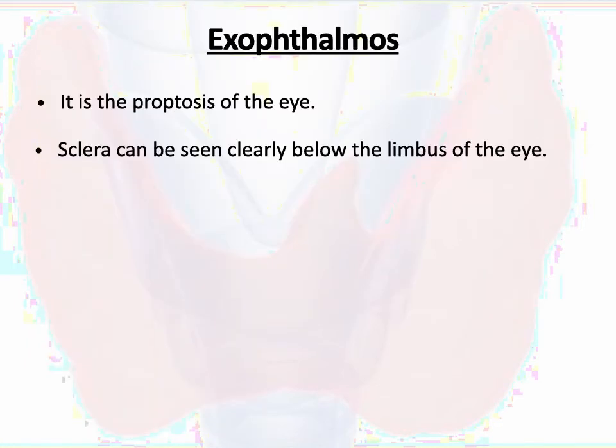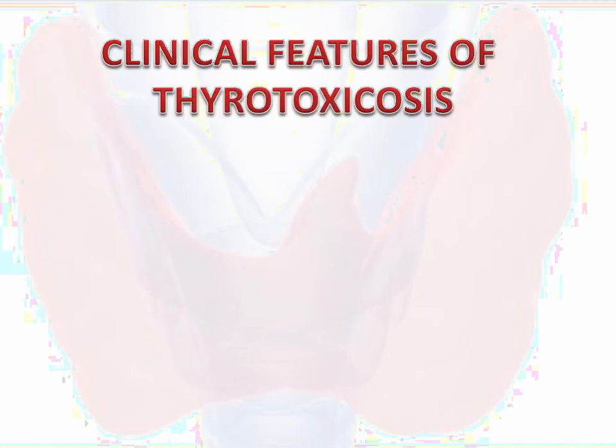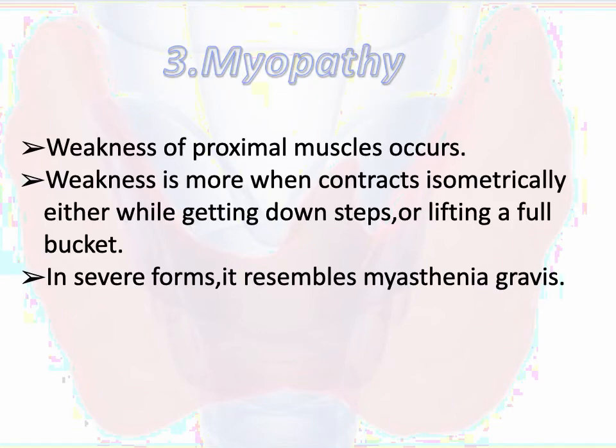Exophthalmos is the proptosis of the eye, that is, the eyes are protruding outside. Sclera can be seen clearly below the limbus of the eye. I told you before, clinical feature of thyrotoxicosis.